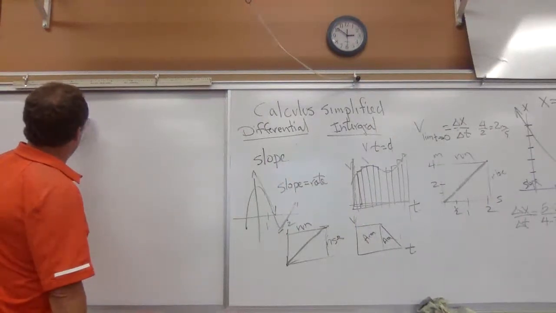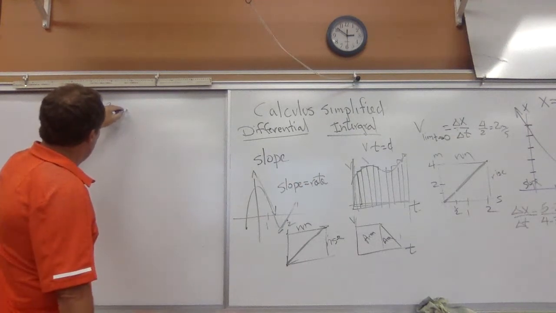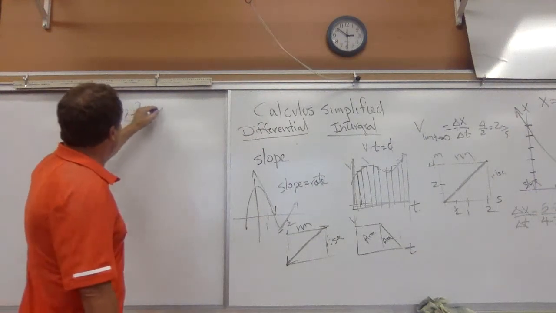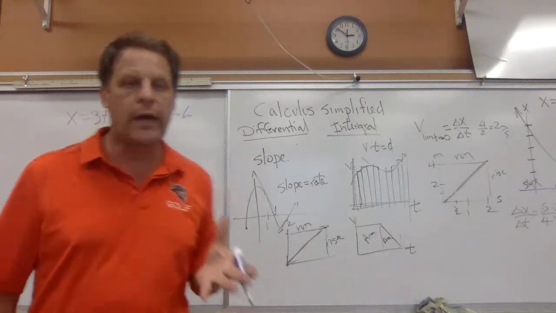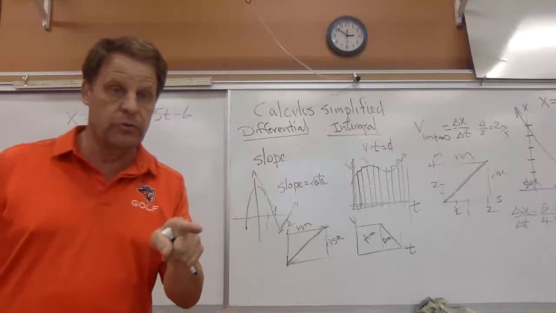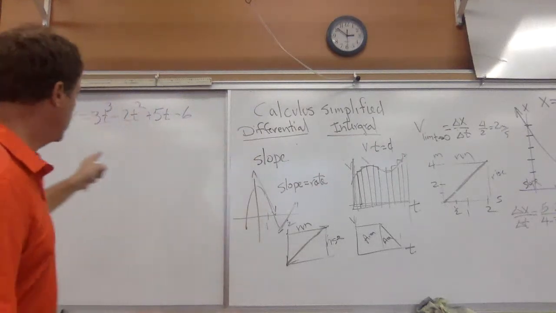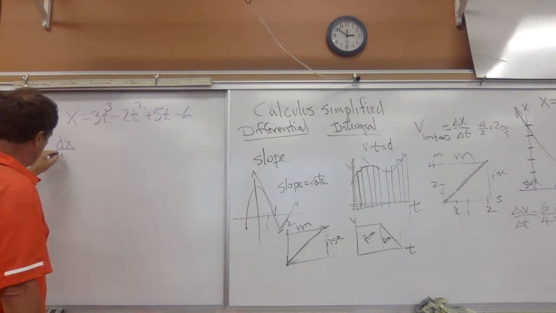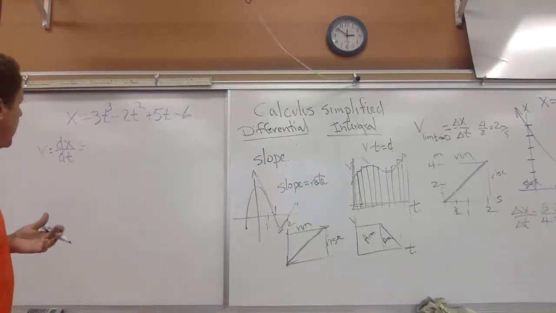Let's say we had x is equal to 3t cubed minus 2t squared plus 5t minus 6. So if you had that and I asked you for the equation for velocity, if this is the equation for position, what we would do is take the differential of this. Now remember, that's equal to velocity. So now we're going to apply our rule.